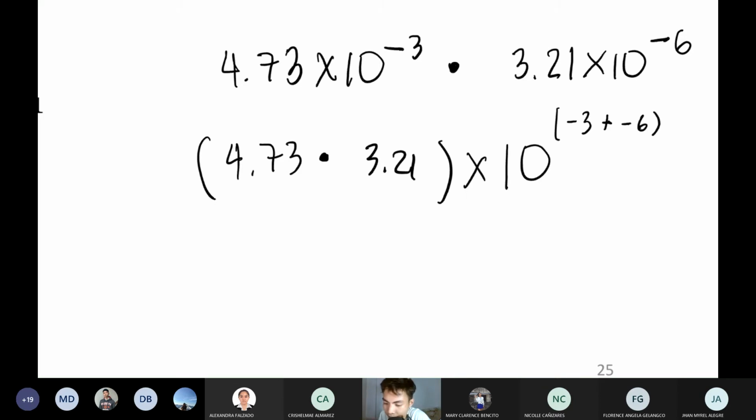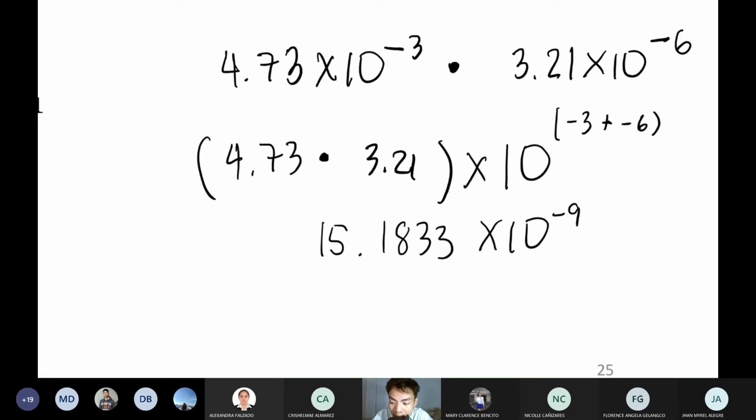Calcu na yan, no? Suko na tayo. So, this is 15.1833 times 10 raised to negative 3 plus negative 6, negative 9. Okay? Question, is this the final answer? Ang sagot ay no. Kasi this is greater than 10. 15 yan eh. So, you have to move your decimal point to the left, and that will increase our exponent by 1.